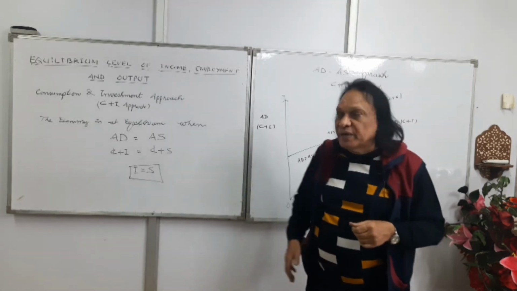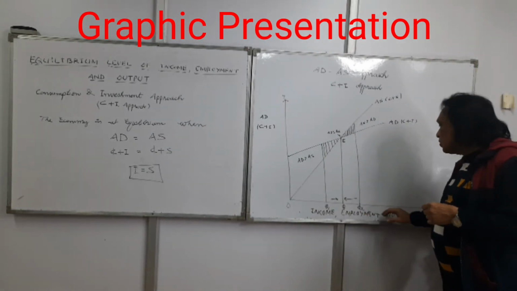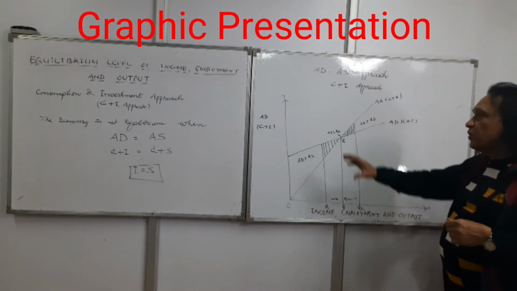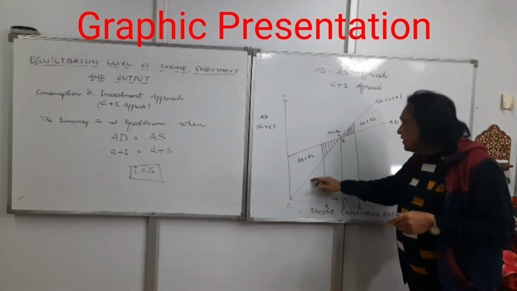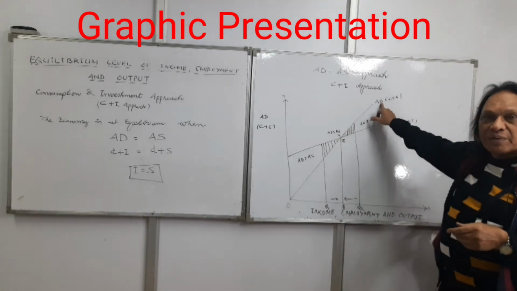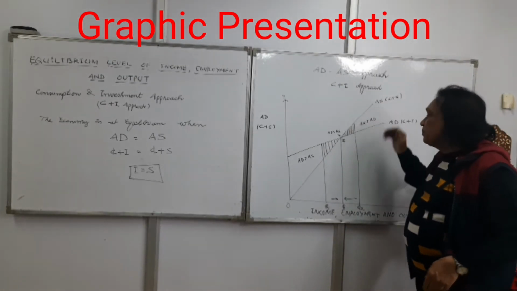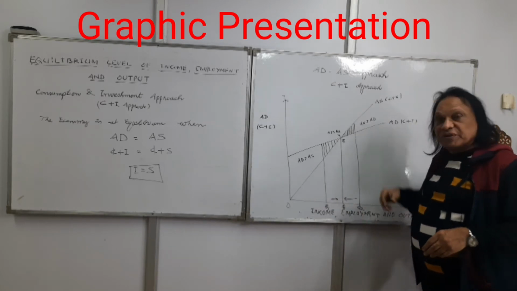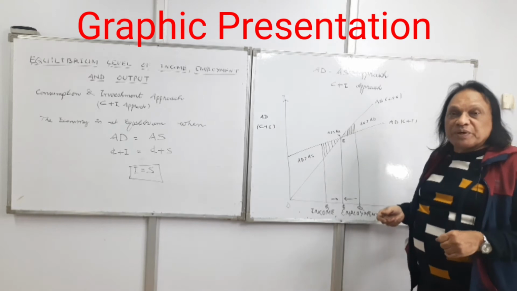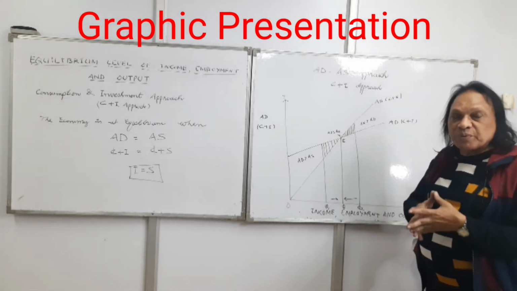Now, this whole thing we can understand with the help of a graph. Look at this graph here. On the x-axis, we have income, employment and output. On the y-axis, we have aggregate demand. This is the 45 degree line. We call it the income line, AS, or C plus S. This is the guiding line which helps us find the equilibrium level of income, employment and output.